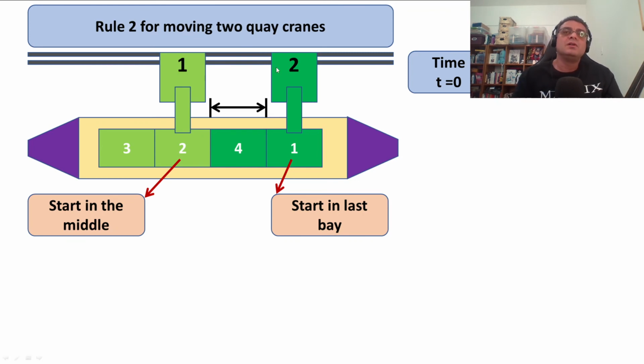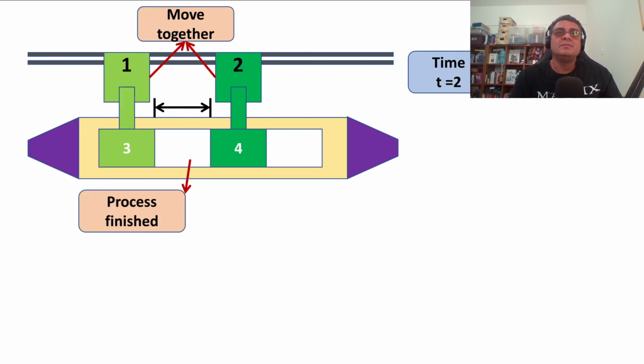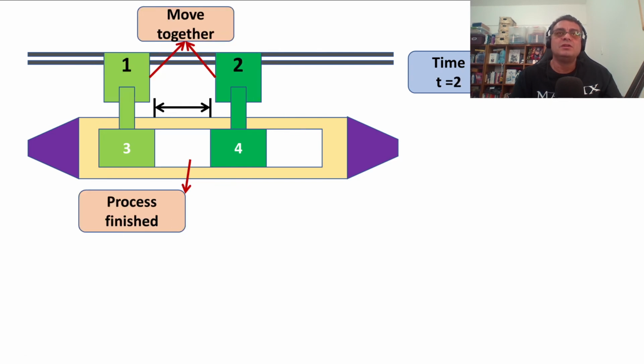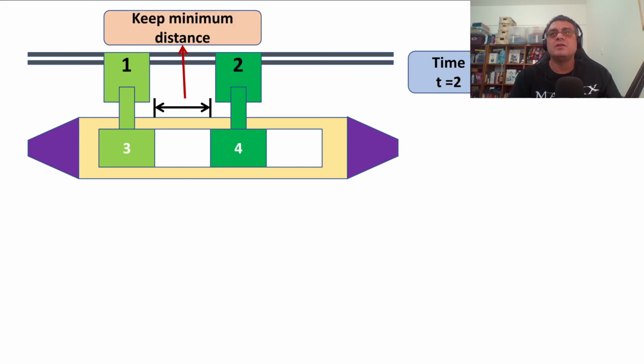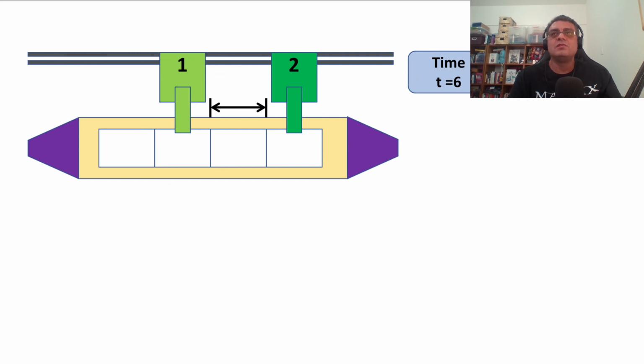What's important here? This quay crane just finished the work in the last bay, and then they got synchronized. This quay crane should wait for the second quay crane, and at this time they move together. When we finish all of this, we get time number 6. We get the same time that we saw in the first rule.